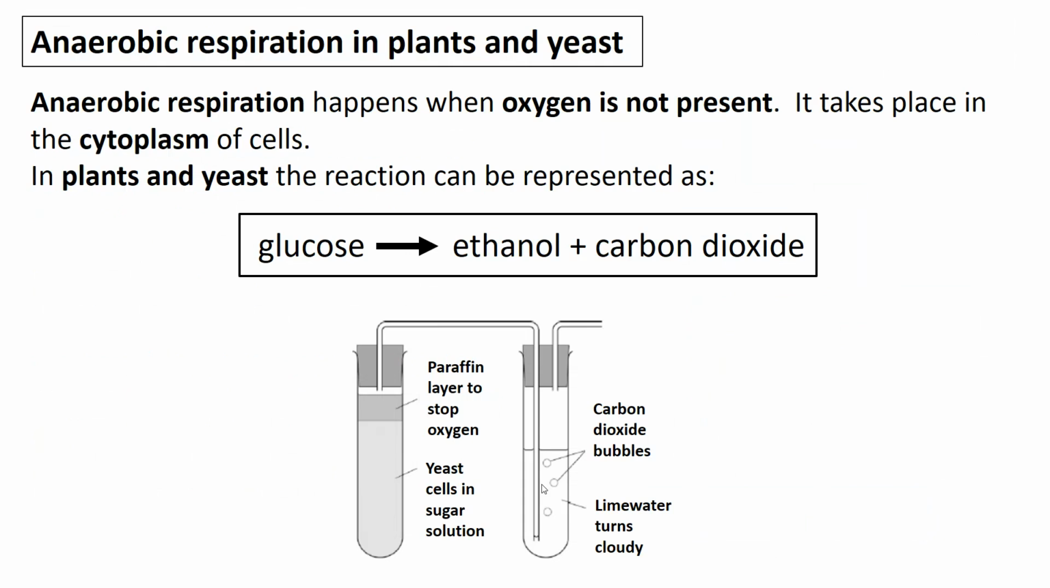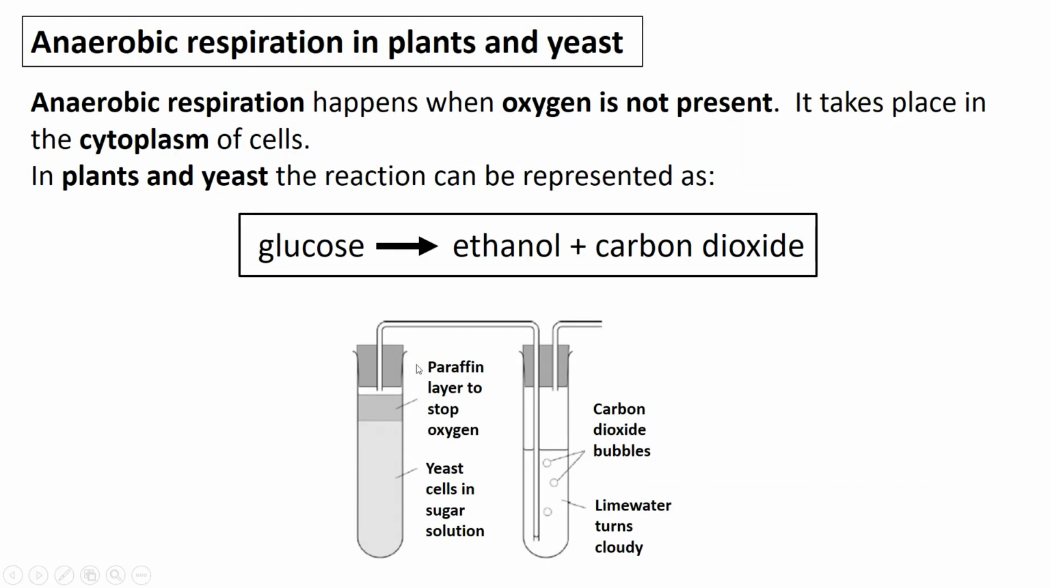And the last little bit starts to look at anaerobic respiration, but not in animals, in plants and yeast. Anaerobic respiration, remember, happens when oxygen is not present and takes place in the cytoplasm of cells. That's true for plants and yeast, as well as animals and some bacteria. So the reaction can be represented as the following. In plants and yeast, they take the glucose, they react it to make ethanol and carbon dioxide.